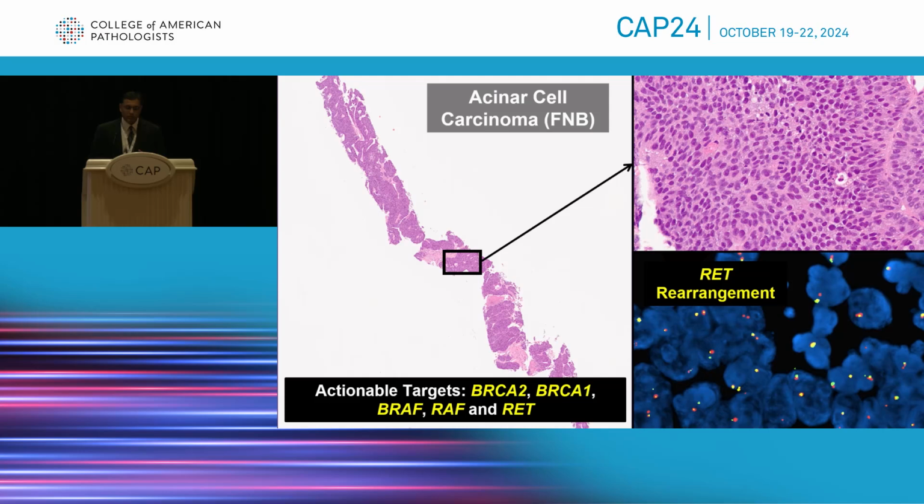But it is also important to remember that acinar cell carcinomas harbor actionable alterations such as BRCA and PALB2, and thus are susceptible to platinum-based regimens, along with PARP inhibitors.